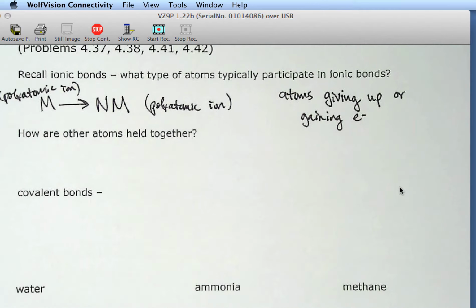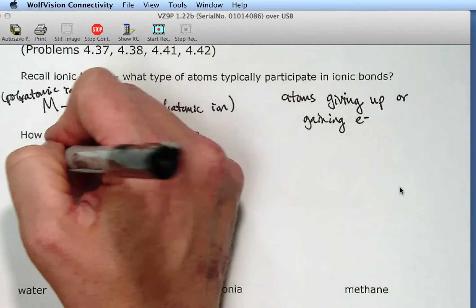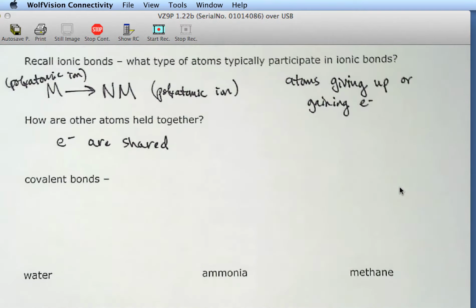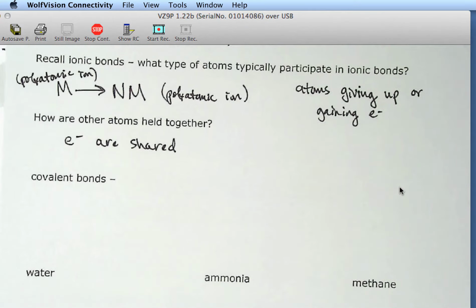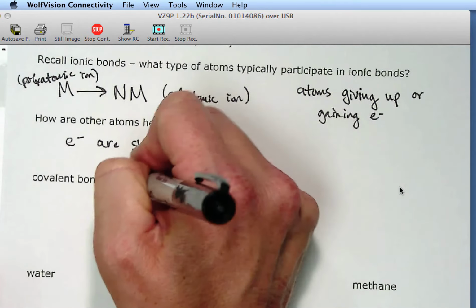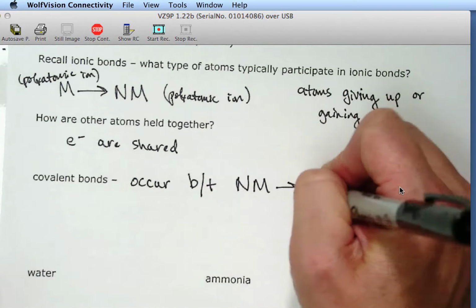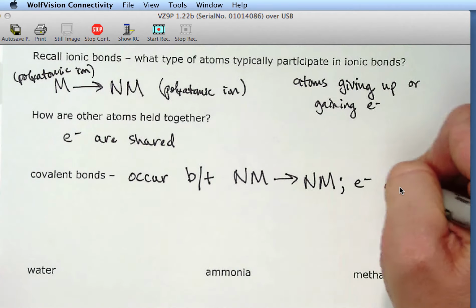So there's a different type of bonding that goes on where electrons aren't lost or gained, they're shared. There's something called a covalent bond, and so electrons are shared. So covalent bonds occur between non-metal to non-metal. Between non-metal to non-metal, electrons are shared.